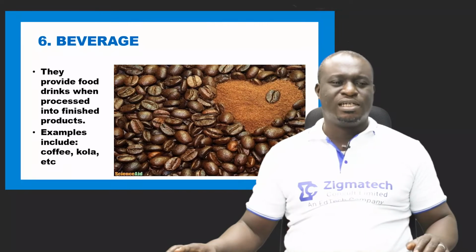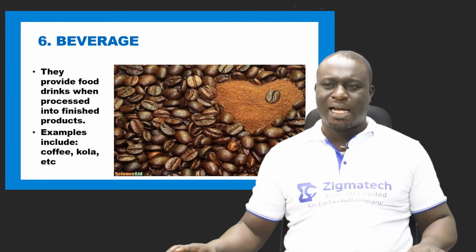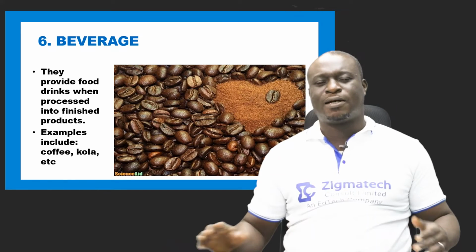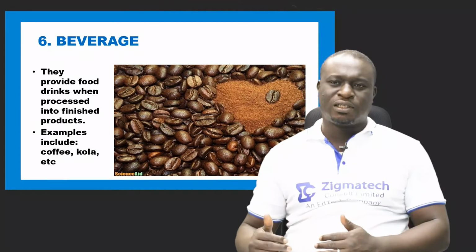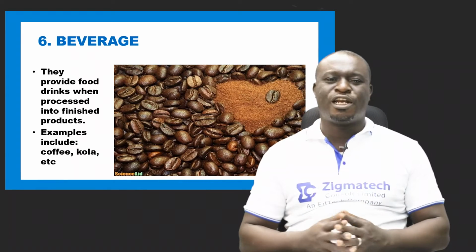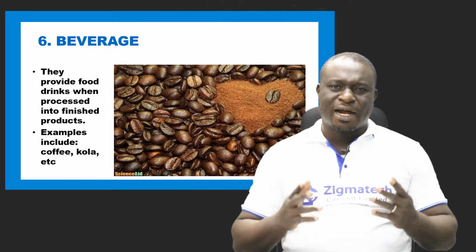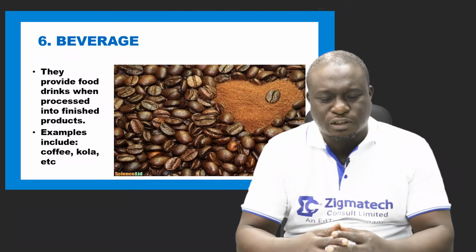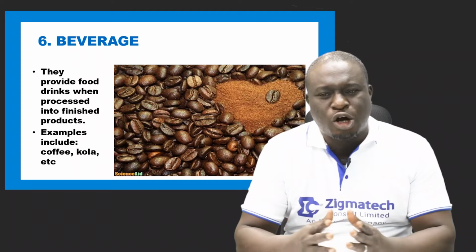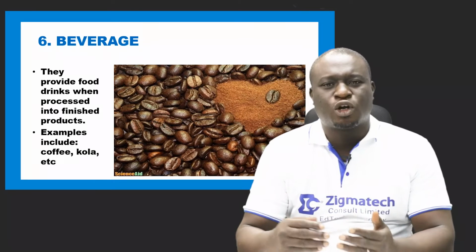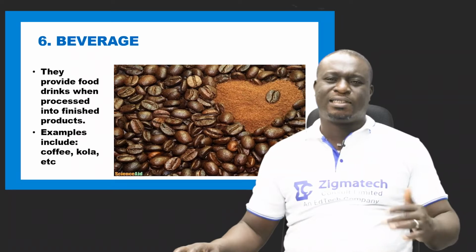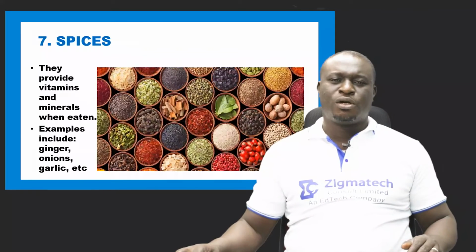Number 6 on the list is beverage plants. Now, beverage plants are plants that provide food drinks when processed into finished products. Examples include the coffee plant. We also have the cola plant. The coffee plant and the cola plant are examples of beverage plants.